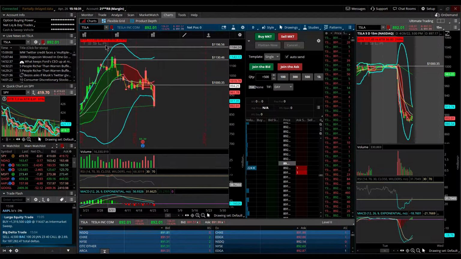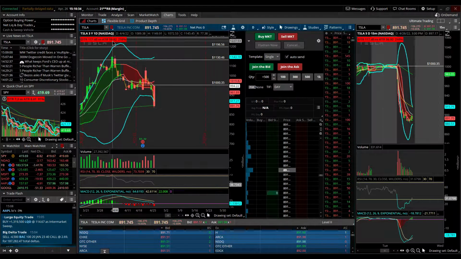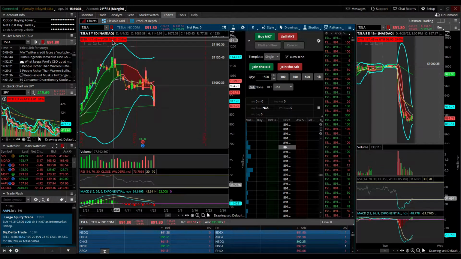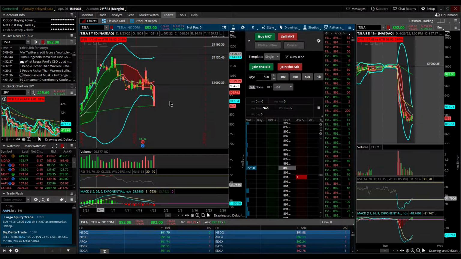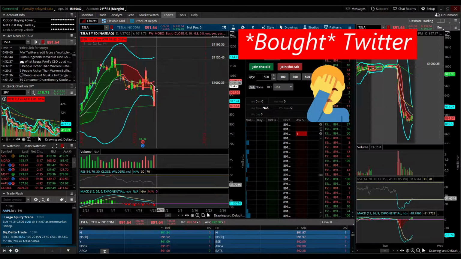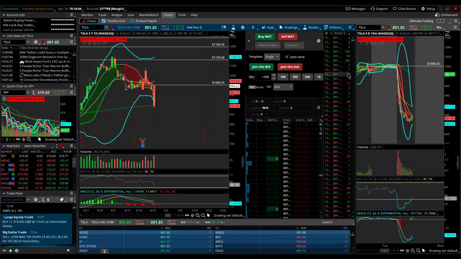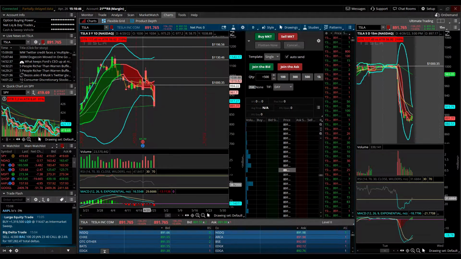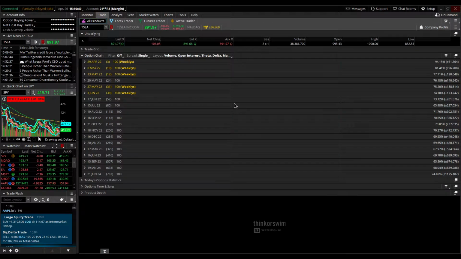Now, its normal average true range is 56 bucks. So that means it normally moves about $56 a day on average. Today it moved $117. Musk went and sold Twitter, and who knows what's happening right now. But today it was a terrible day for Tesla. But it wasn't a terrible day if you bought a put. So let me show you if you wanted to buy a put.